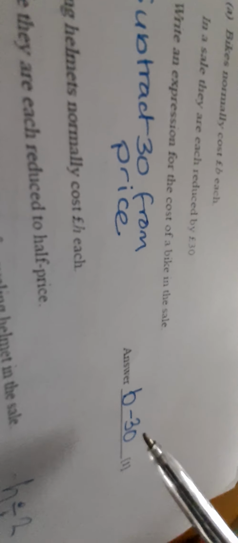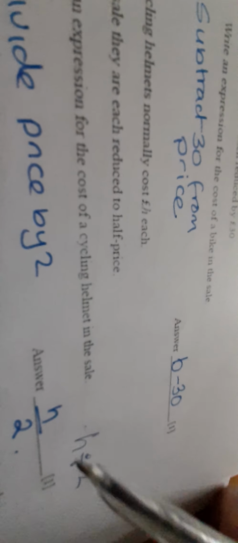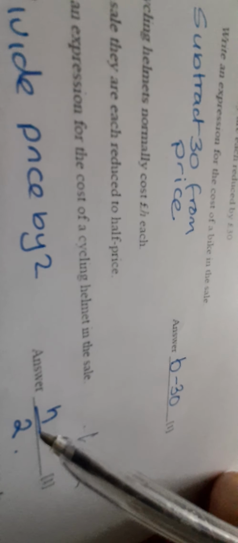Number 10. So the cost of a bike is B. So if it's reduced by 30, you are subtracting 30 from the price. So that's B, take away 30. That's it. That's the answer. This one, half price means divide by 2. So you take the price and you divide by 2. You could possibly write H divide by 2, but they want to see that you know this divide line.